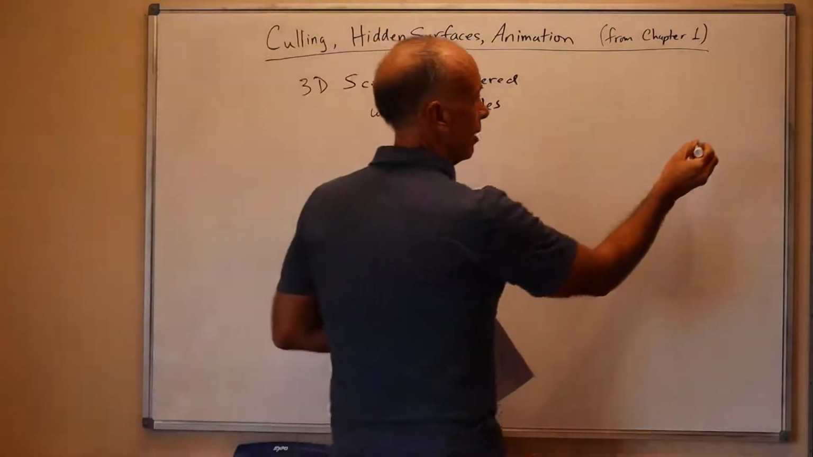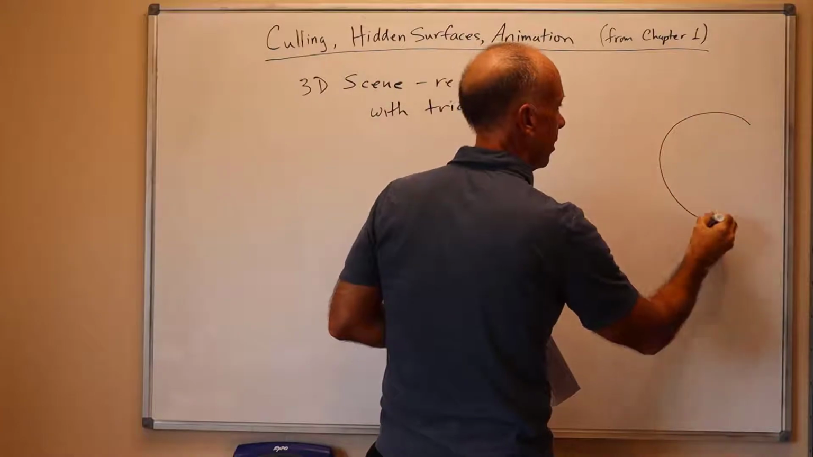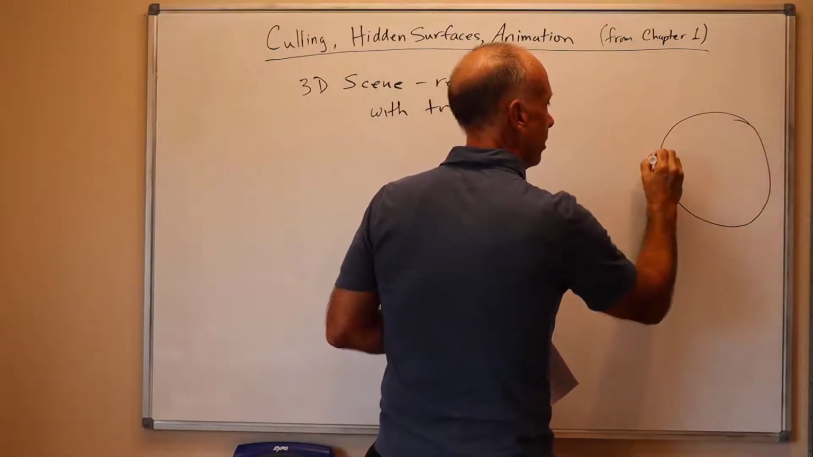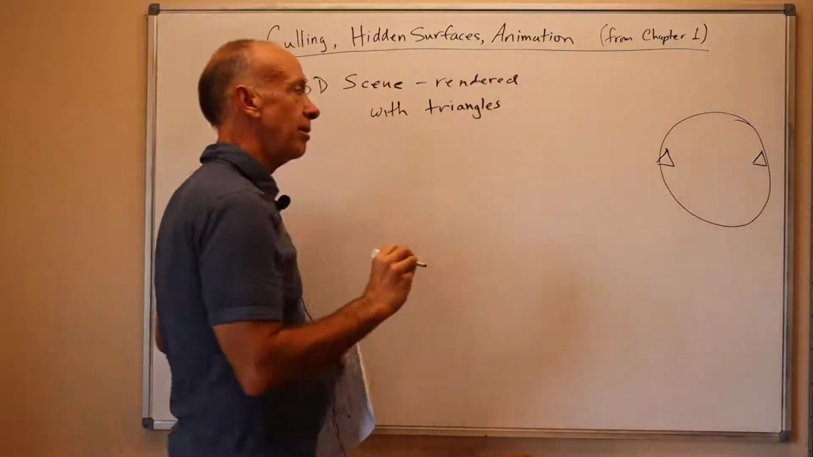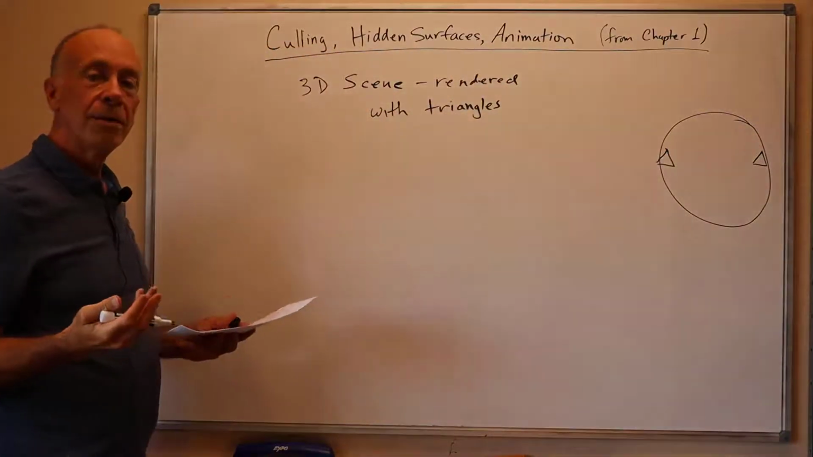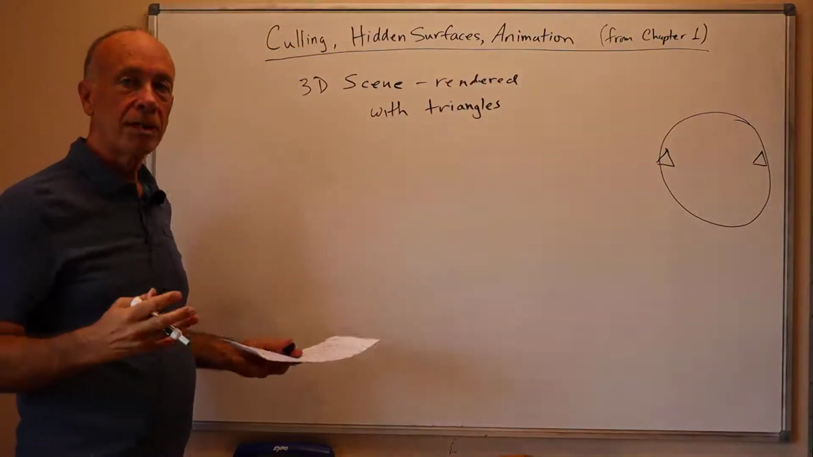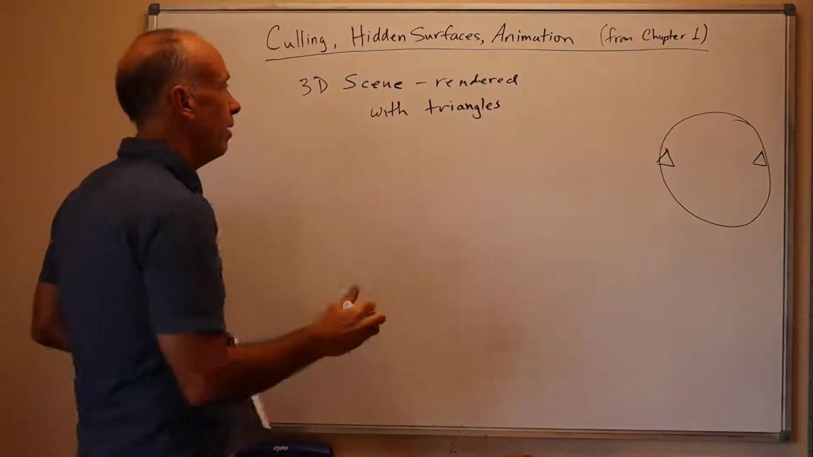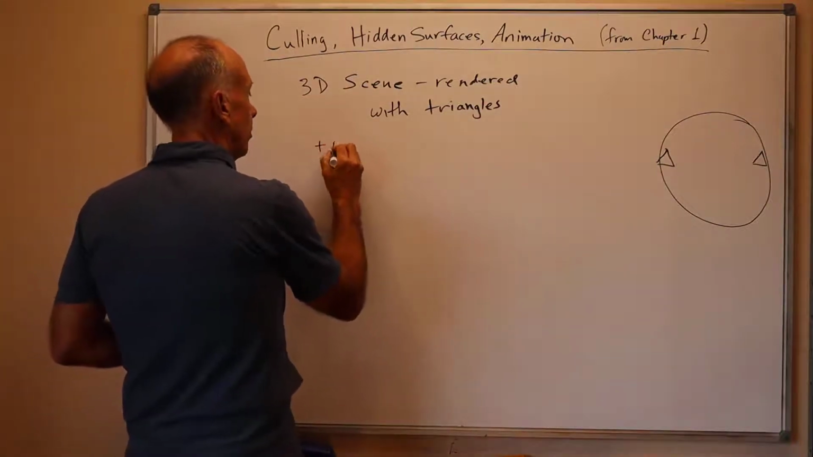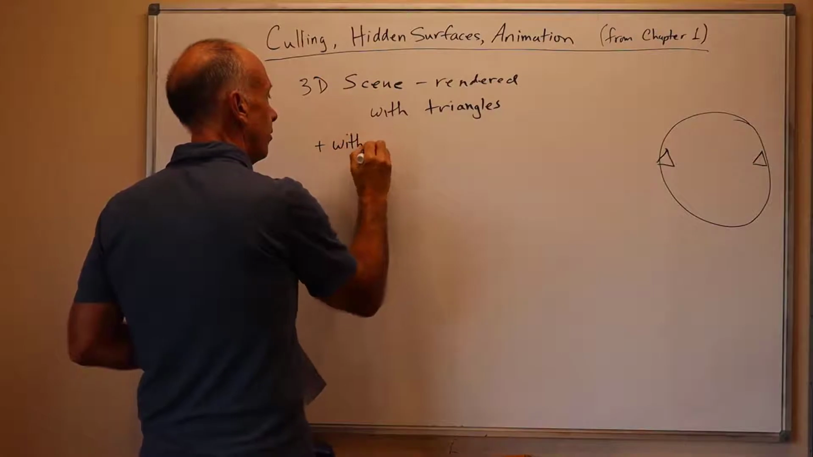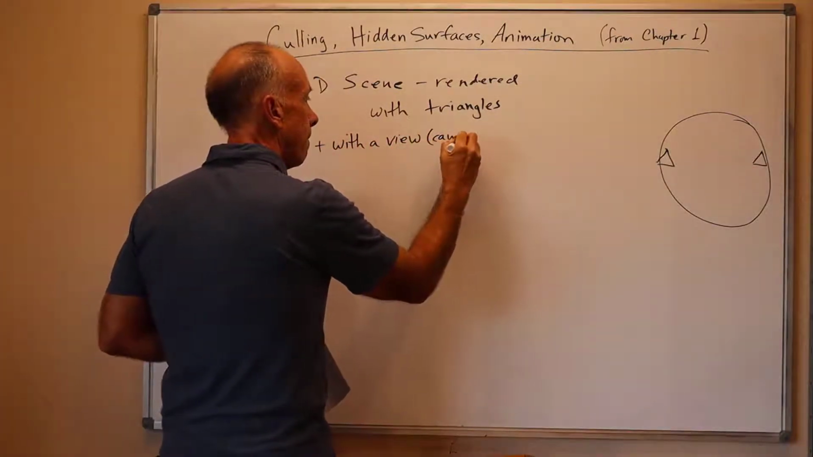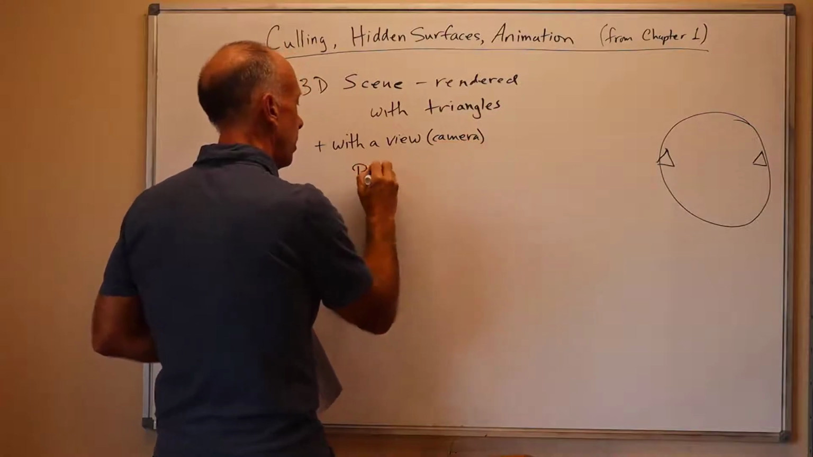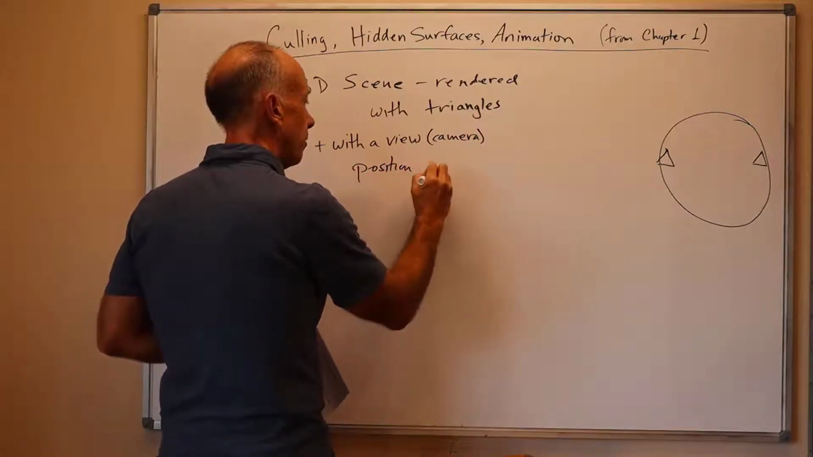And the triangles model the surface of the objects. So in particular, we talked about the sphere last time. If we have a sphere, we broke the surface of the sphere up into triangles, and we then let the triangles approximate the smooth shape of the sphere. And it's also going to be rendered with a view or camera position and direction.